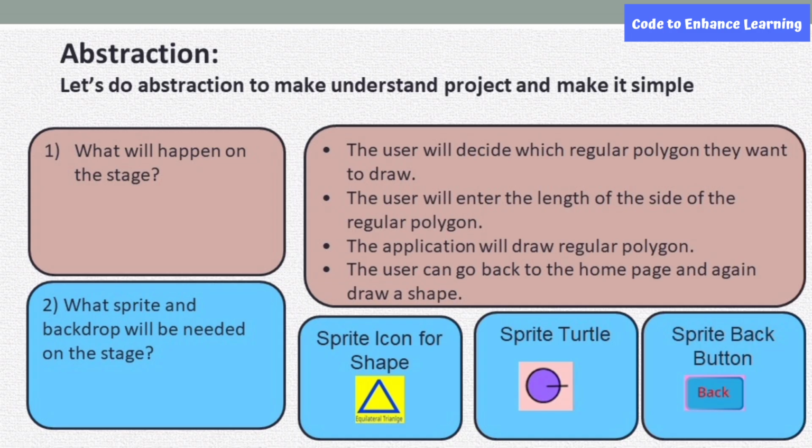Let's do the abstraction. What will happen on the stage? The user will decide which regular polygon they want to draw. The user will enter the length of the side of the regular polygon. The application will draw a regular polygon. The user can go back to the home page and again draw a shape. Second, what sprite and backdrop will be needed on the stage? Sprite icon for shape, sprite turtle, sprite back button.